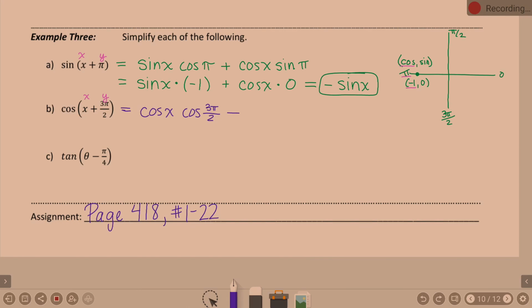And now in the second part, we're going to do sine of x and sine of y, so sine of 3 pi over 2. Okay, similar to what you did last time. Clean up what you can. Cosine x is cosine x. What about cosine of 3 pi over 2?